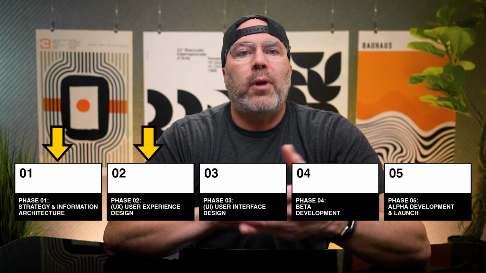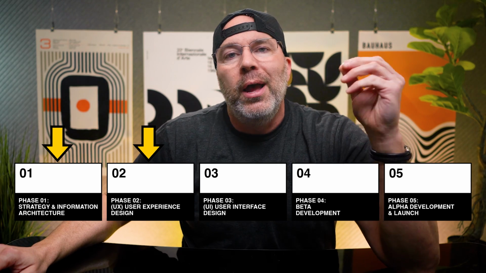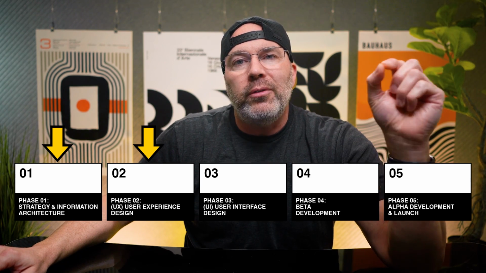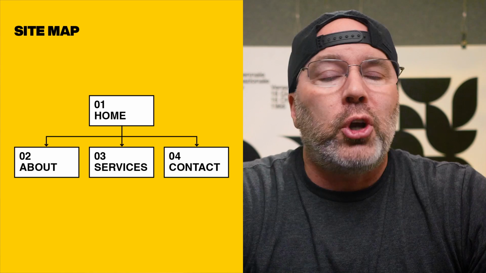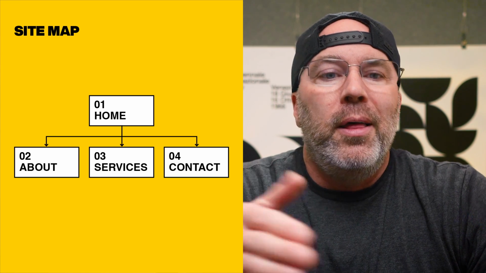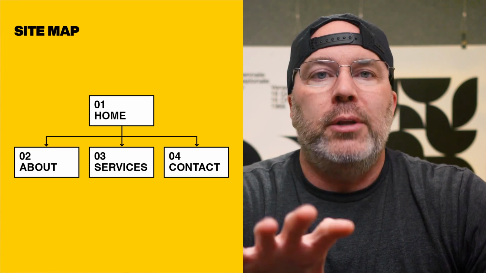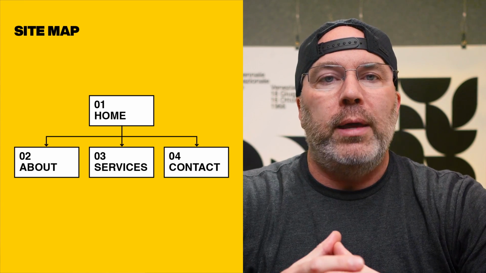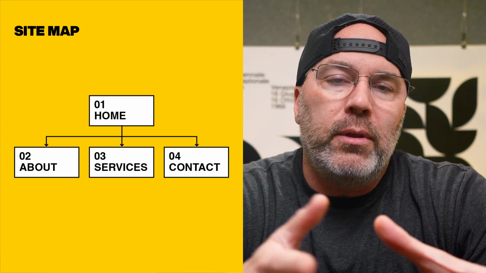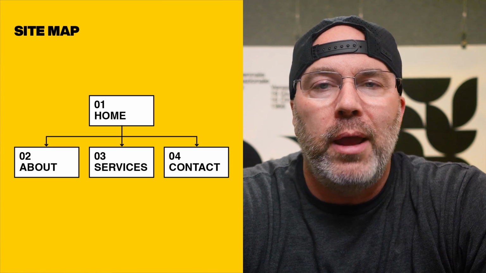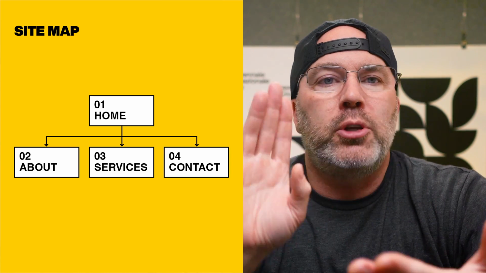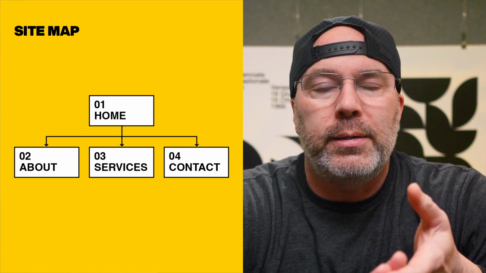So we have phase 1, strategy and information architecture. Now what happens inside of this phase, there are a couple different deliverables. One of those is the sitemap. And the sitemap is just an org chart style deliverable that outlines all of the different pages that are gonna be in this website. And let's just say, for the sake of this video, that we have a little 4-page brochure website that we're gonna create for a client. Has a home page, an about page, a services page, and a contact page.